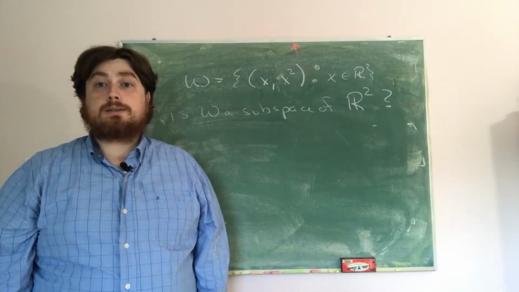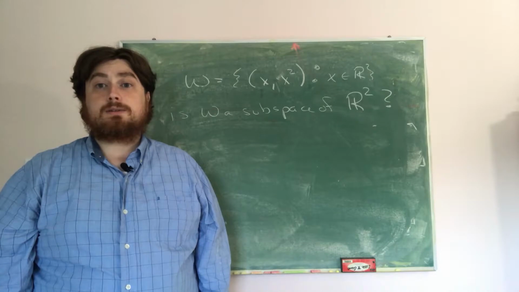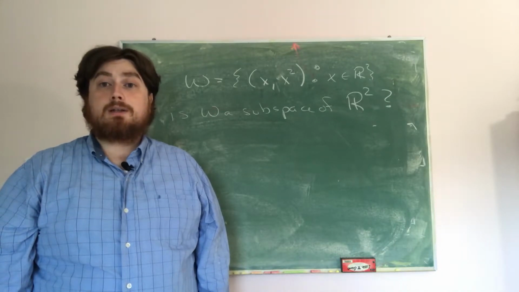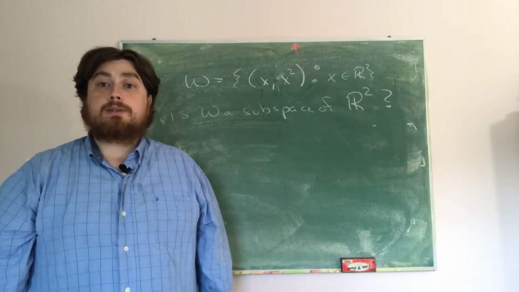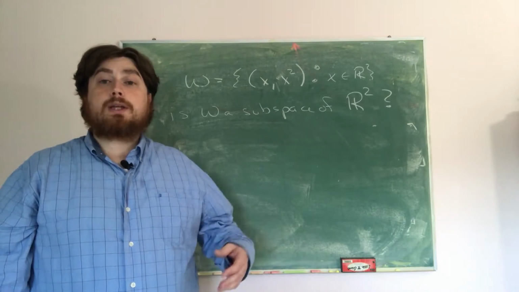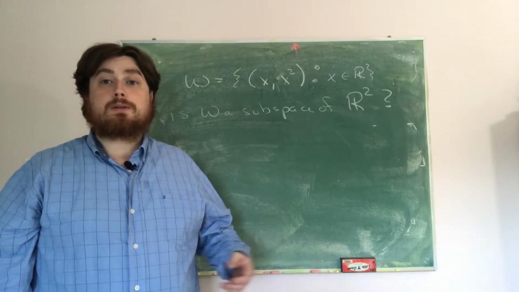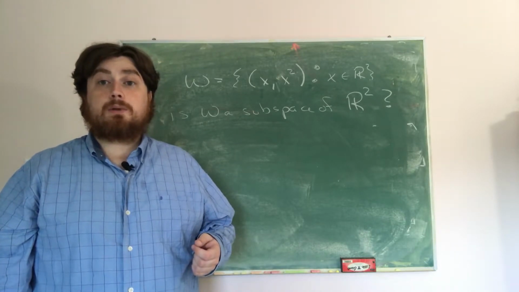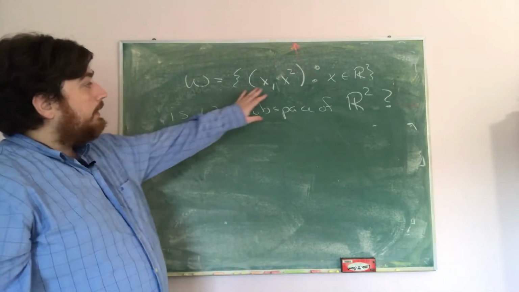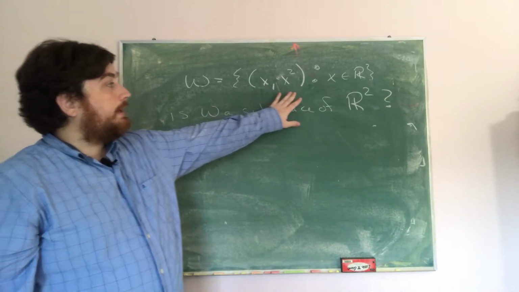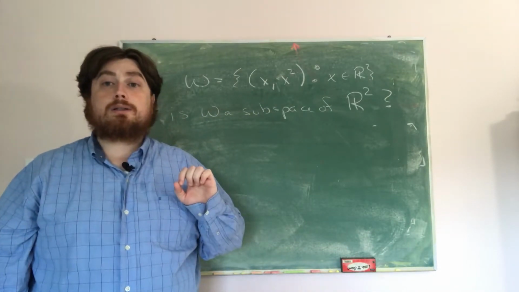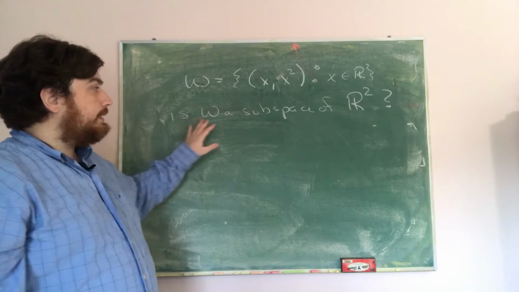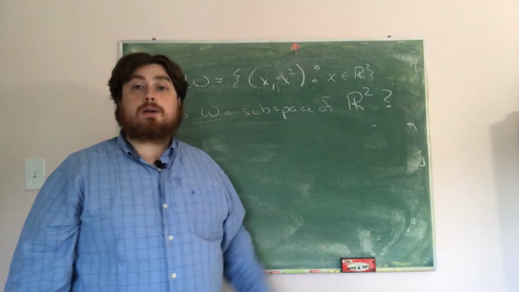Now that we've shown that the set of symmetric matrices of size 2 by 2 is a subspace of the set of all 2 by 2 matrices, what I want to do now is look at a new set as a subset of another vector space, and I want to know, is it a subspace of my new vector space? So in particular, what we have is the set W, which is equal to the ordered pairs of the form (x, x squared) for all x in R. And I want to know, is this a subspace of R squared?